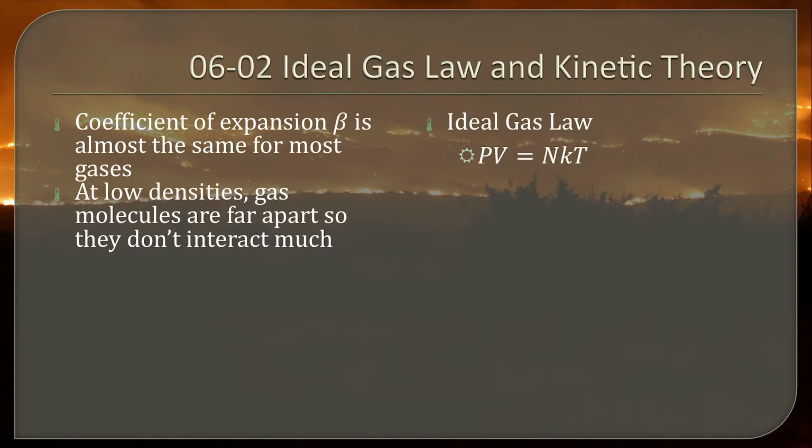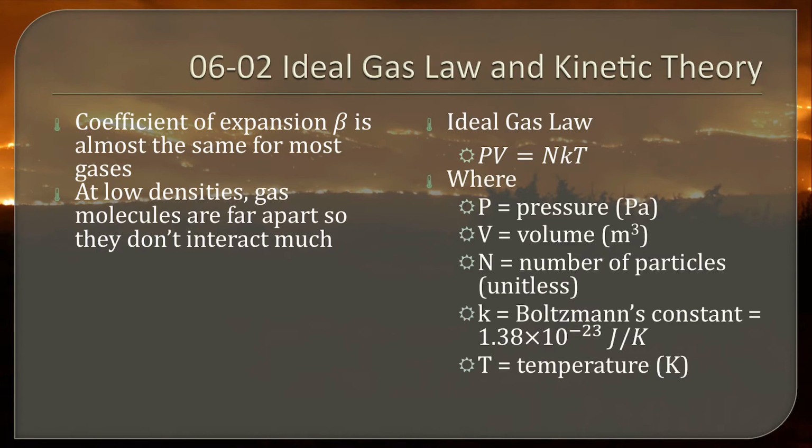So we have this ideal gas law. Most gases are not perfectly ideal, but most of them are close to being ideal. So it's PV equals NkT, where P is the pressure in pascals, V is the volume in meters cubed, N is the number of particles, k is Boltzmann's constant, 1.38 times 10 to the negative 23 joules per Kelvin, and T is your temperature in Kelvin.